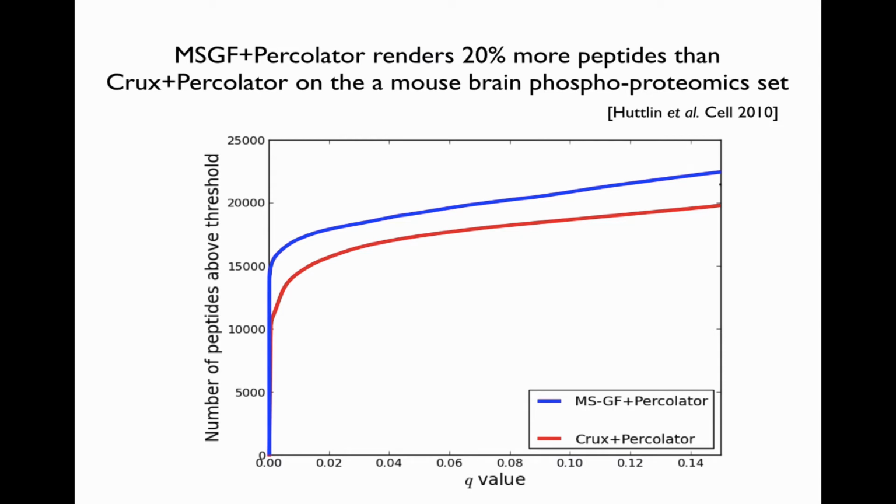Even more remarkably, we could find 20% more phosphopeptides using MSGF+ Percolator as compared to using Crux Percolator. So there we could clearly see a benefit of using MSGF+ instead of barebone Sequest.